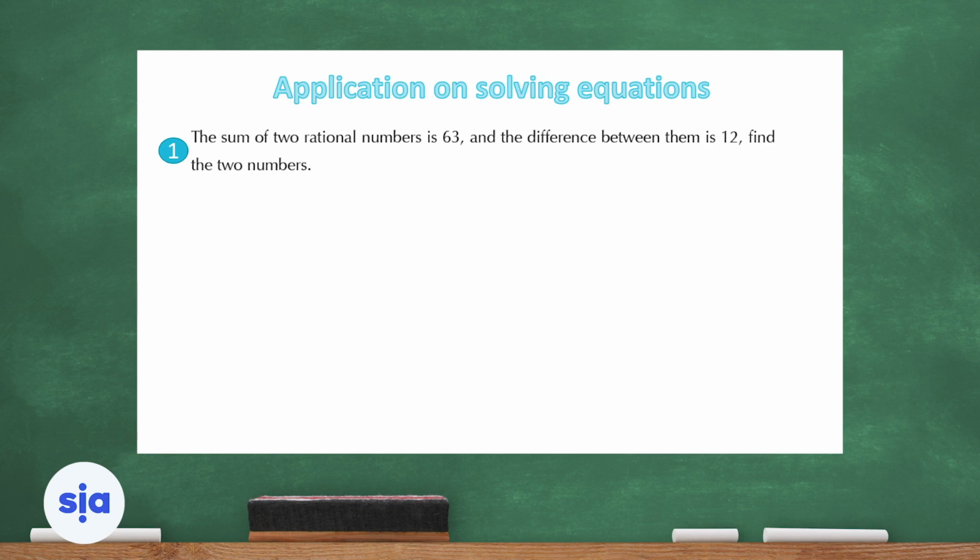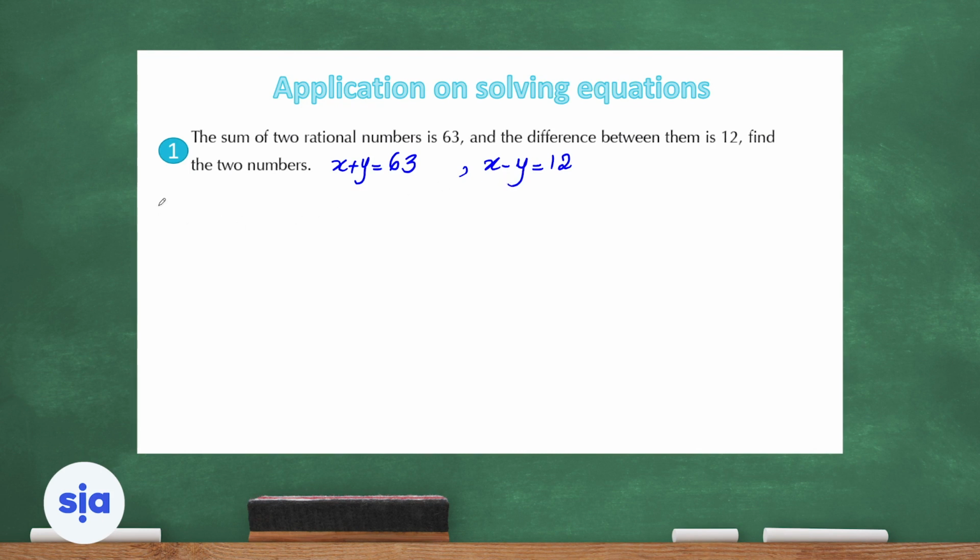First question says, the sum of two rational numbers is 63. So we have two numbers, their sum is 63. So x plus y equals 63. And the difference between them is 12. So x minus y equals 12. This means that one of the numbers is x and the other one is y. Okay, let's think. If you have two equations, how can we solve these two equations? Yes, either by substitution method or by the omitting method.